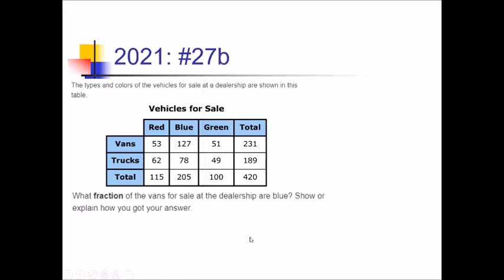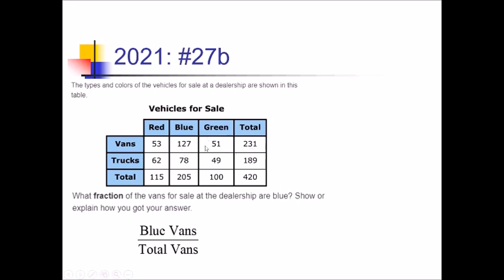For the next part of the question, they want to know what fraction of the vans for sale are blue. So for this one, we have to be a little careful. We don't want to use 420 as the denominator again, because that would be the fraction of the total vehicles that are blue. We want to use just the total number of vans for our denominator. And then we just want to use the blue vans for the numerator. So we have blue vans divided by blue total. Actually, no, I should say blue vans divided by total vans.